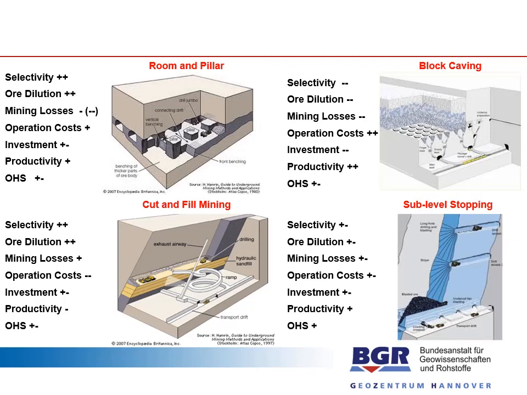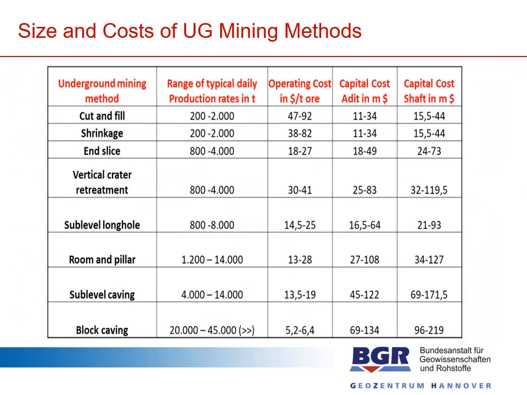On this slide you can see size and costs of different underground mining methods. We start with cut and fill mining or shrinkage mining, which usually have relatively low productivity of 200 to 2000 tons per day and high operating costs. This is due to the nature of the deposits that are mined with this method. Usually narrow veins are mined, and these veins have a high ore value, so you can selectively mine high grade areas.